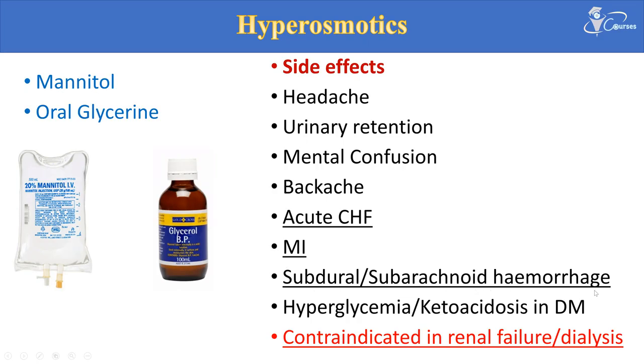Subdural and subarachnoid hemorrhage can also occur. Hyperglycemia and ketoacidosis in diabetes mellitus. Remember, it is a sugar. Mannitol and glycerin are sugars, so they can cause hyperglycemia and ketoacidosis, and they are contraindicated in patients with renal failure and or on dialysis. You are increasing the fluid in their circulation, and they are not able to excrete these fluids.